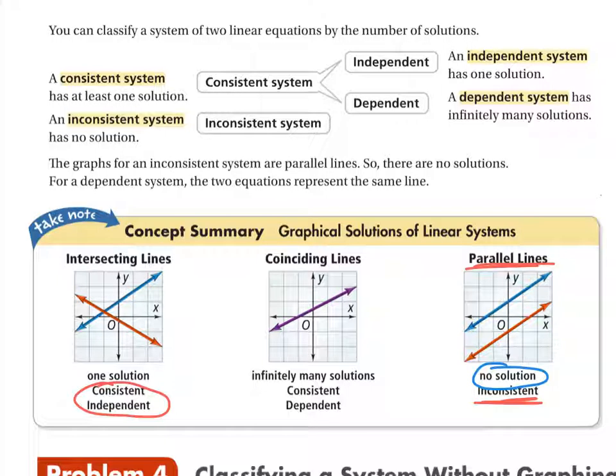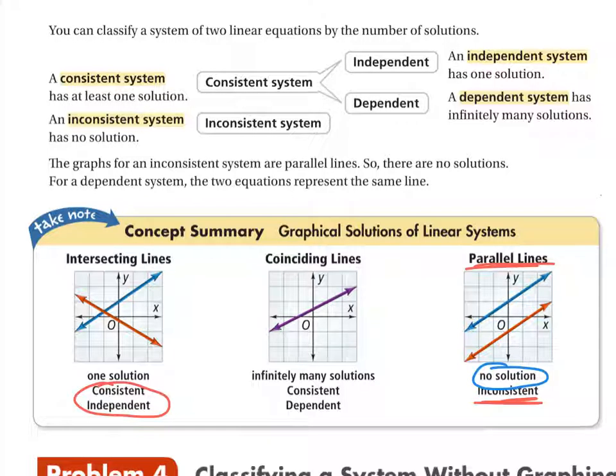Now, a consistent, independent system means that you have one solution. You have one solution, and the two lines then have different slopes, right? There are two different lines, they cross at one point. Again, think back to geometry. If two lines intersect, they intersect at exactly one point. Okay? So a consistent system means you have solutions because it's consistent. And if it's independent, that means the first line is independent of the second line. They're going to cross and get one solution.